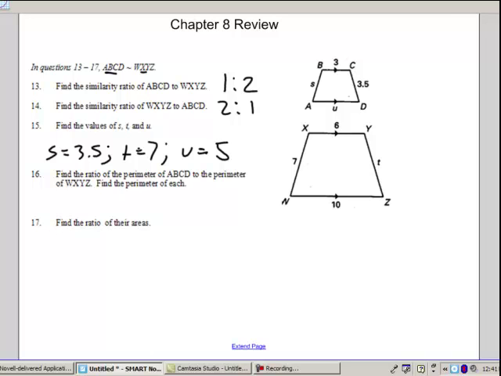Find the ratio of the perimeter of ABCD to the perimeter of WXYZ. Well, if the scale factor is 1 to 2, the ratio of the perimeters has to be the same. It also has to be 1 to 2. And for that matter, the ratio of the areas has to be 1 squared to 2 squared, which is 1 to 4.